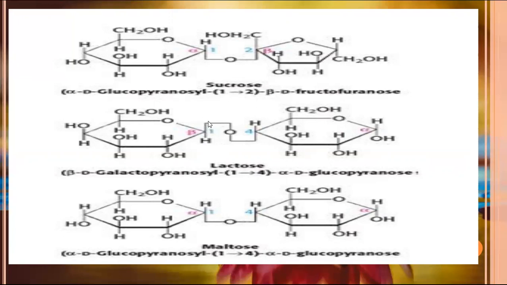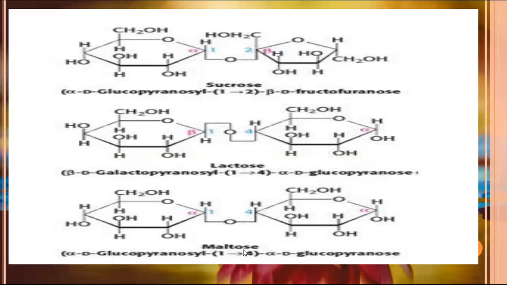Beta means the hydroxyl group present above the ring is called beta. On which carbon is it present? It is the first carbon. This carbon reacts with or is linked to the fourth carbon of another glucose molecule. In the formation of this glycosidic bond, one water molecule is eliminated. So in lactose, beta 1,4 glycosidic bonds are formed.